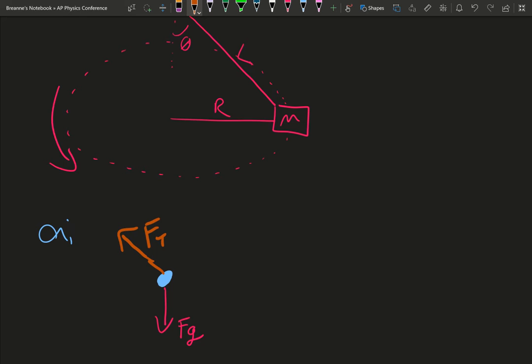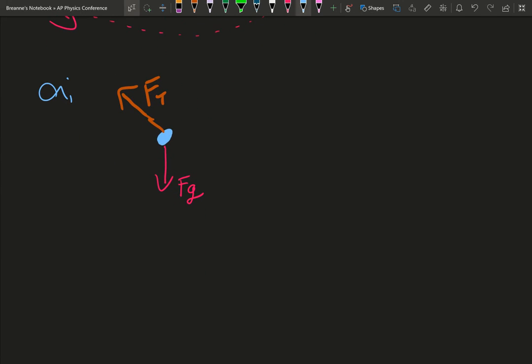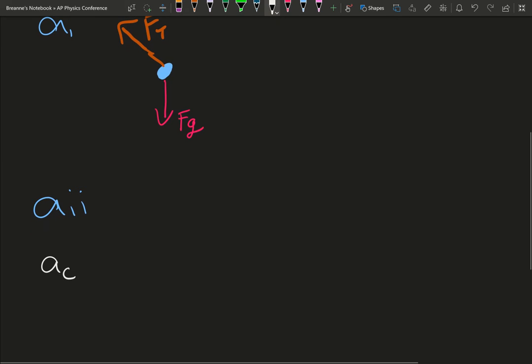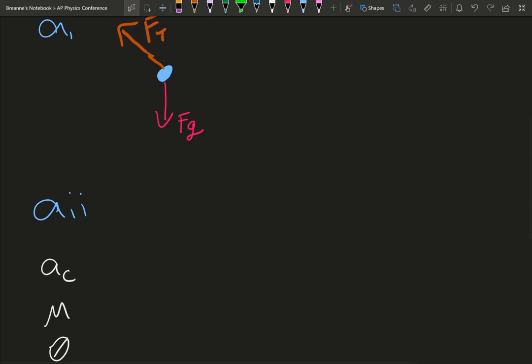So A-II says derive an expression, so expression just means equation, for the block's centripetal acceleration a_c in terms of m, theta, and physical constants as provided. So once we get done with our equation, we're looking for a_c, so a_c can stay. Our m, our theta, and then our only really physical constant would be g. So those are the only ones that can stay. So we're solving for our a_c.